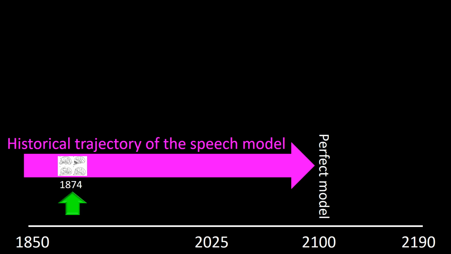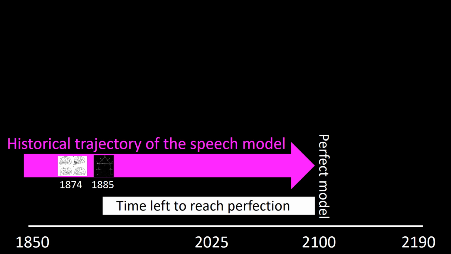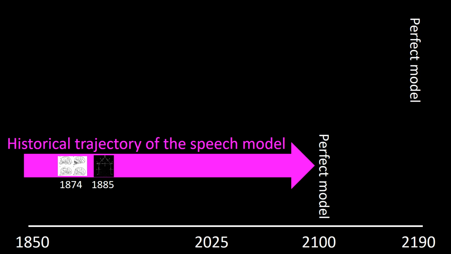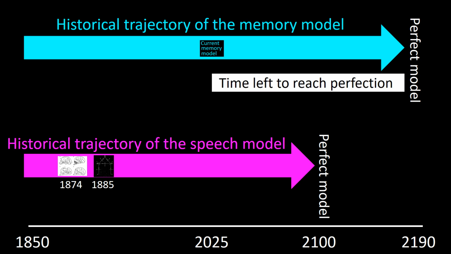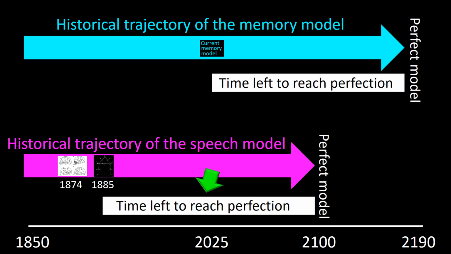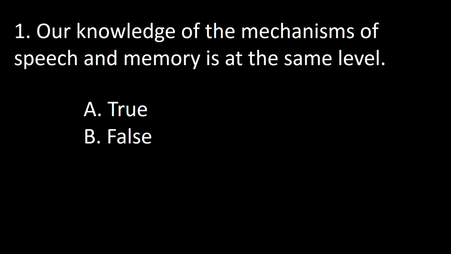As you can see, Wernicke's speech model in 1874 and Lichtenstein's speech model in 1885 were quite far from the perfect model. Now, again, using our ability to predict the future, I will say that in the year 2190 we will build the perfect memory model. The arrow I have just added indicates the historical trajectory of the memory model, just as the one below did for the speech model. But this time I have introduced our current memory model. Notice that the time spent from our current memory model to the projected completion of the perfect memory model is more or less the same as from Wernicke's and Lichtenstein's speech models to the perfect speech model. So the answer to this question is false.